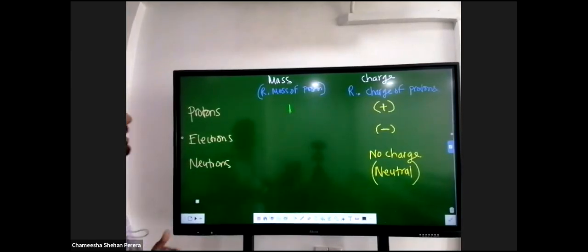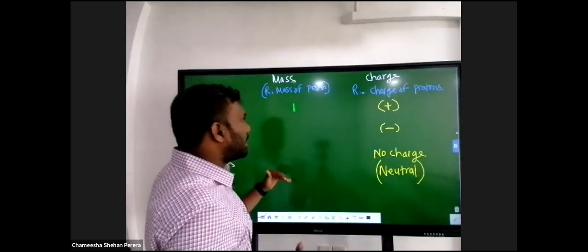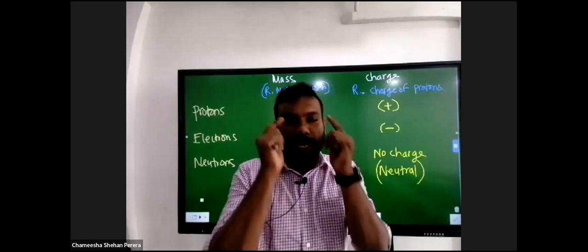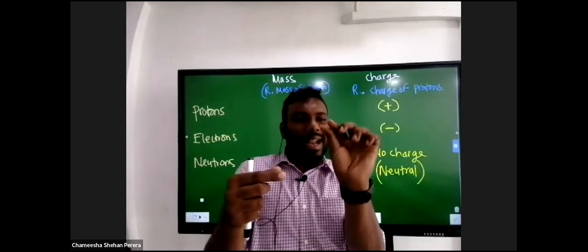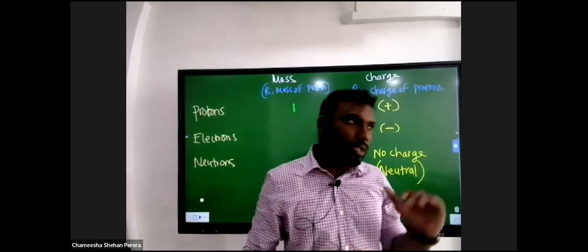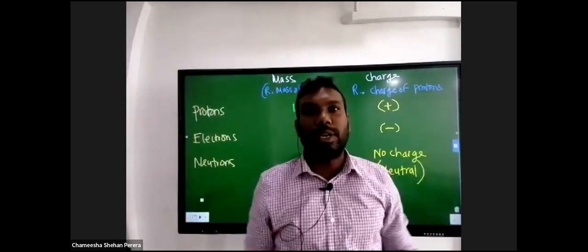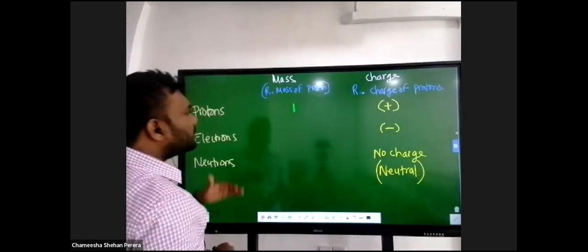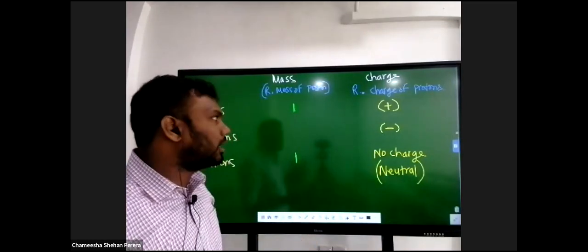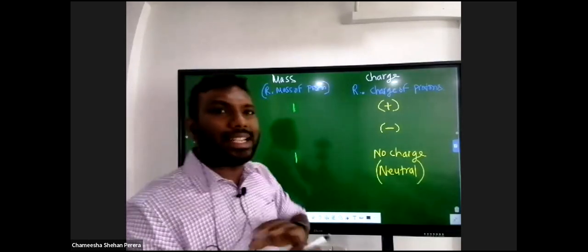The mass of a proton and the mass of a neutron are nearly equal. To be honest, the mass of a neutron is slightly less than the mass of a proton. But for ease of understanding and calculation at your grade, we consider the mass of a neutron to also be one in that unit. The only thing to keep in mind is that the mass of a proton and the mass of a neutron are nearly equal.